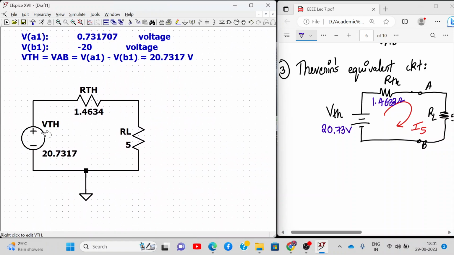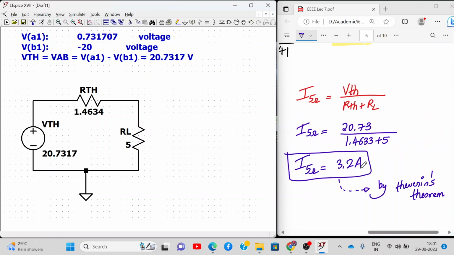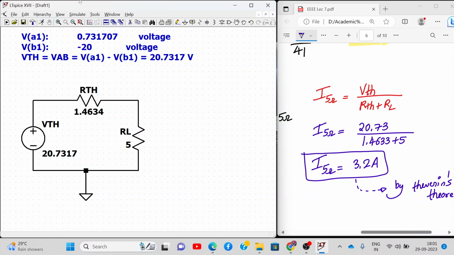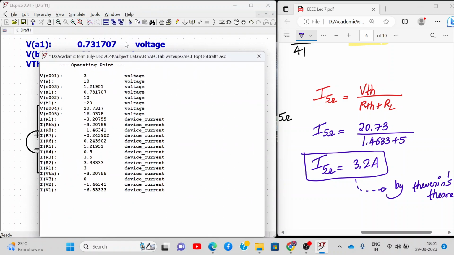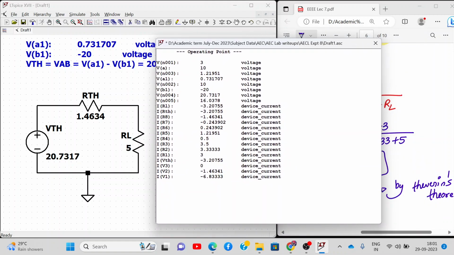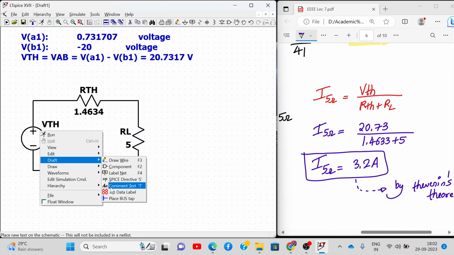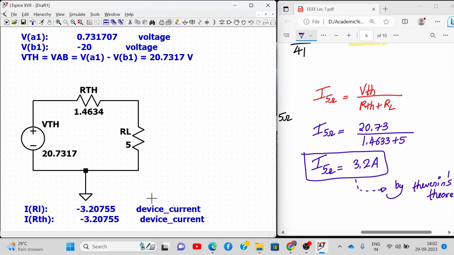Now the current coming out of the voltage source will come out negative. So IL may come negative, but do not worry. Let me simulate again and click on run. We can find the current flowing through Rth, I of Rth. Yes, here it is, these two currents. These are negative because LTspice considers current flowing out of the voltage source as negative. So do not worry, these are positive only. Do not ignore the negative sign here. The current is 3.20755, and we got the theoretical value as 3.2 amperes. In this way, we can easily cross-check the answers in LTspice, and these are quite consistent with the values we have got.